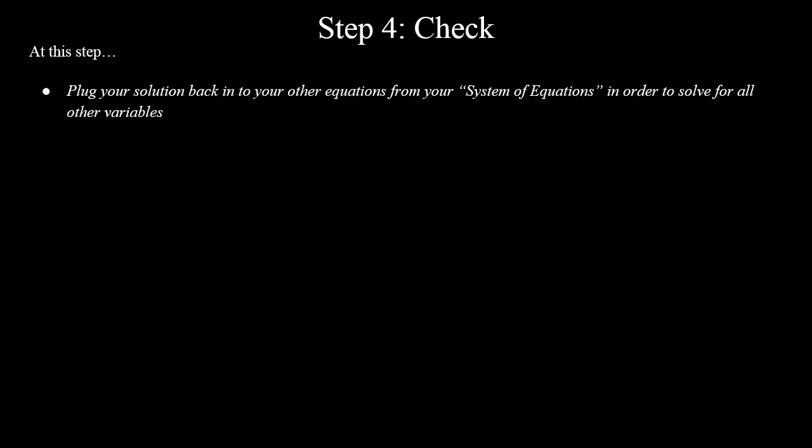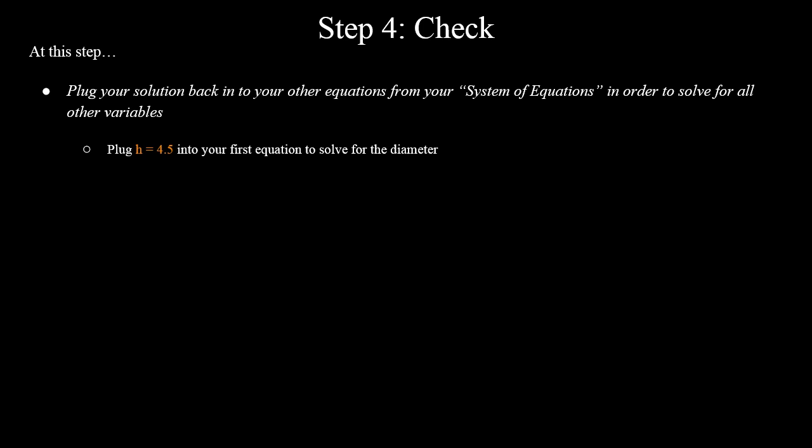We need to check. This is such an important step. You need to make sure that we plug our solutions back into the other equations from our system of equations in order to solve for the other variables. Remember, we had 2 variables. We had diameter and height. We've only solved for height, so we're going to need to solve for diameter. And then we need to make sure that it all makes sense mathematically.